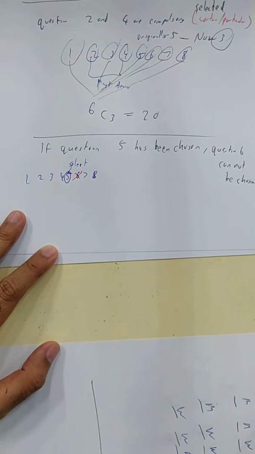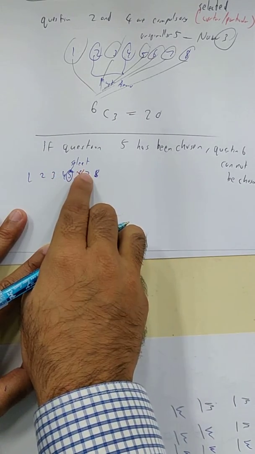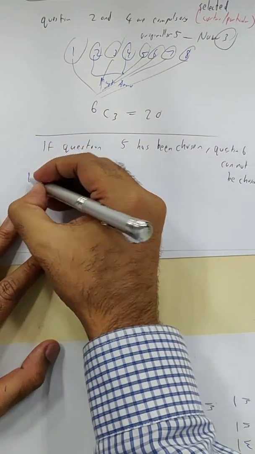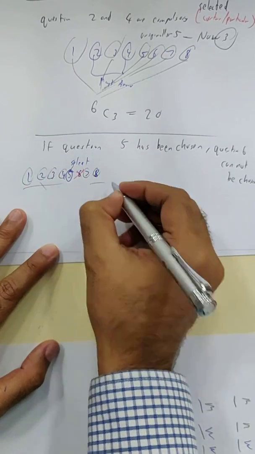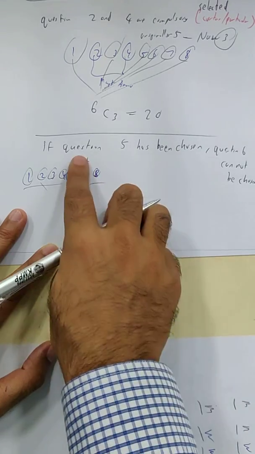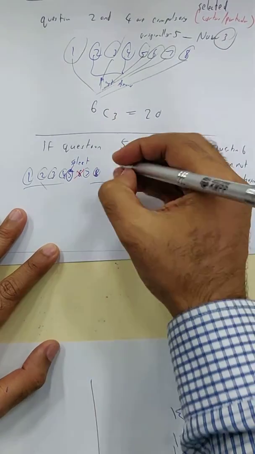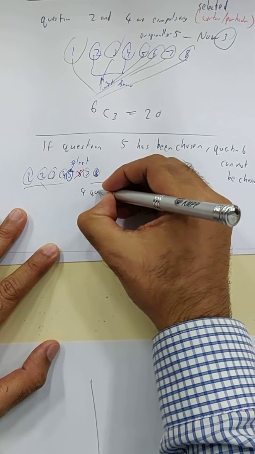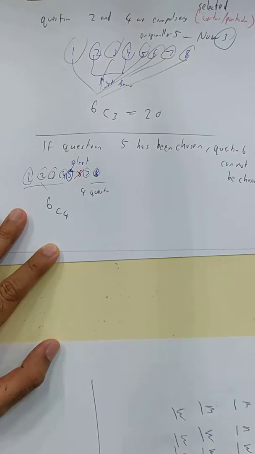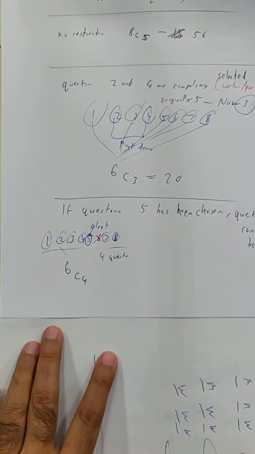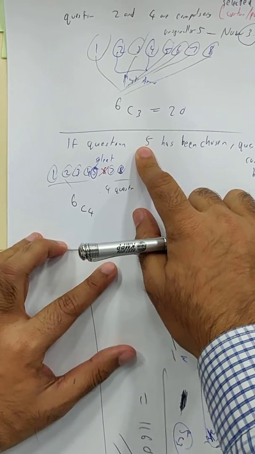How many questions do I have left? 1, 2, 3, 4, 5, 6. How many have I answered? I have answered 1. How many do I need more? I need 4 more questions. So 6C4. Are you okay? That is when I choose question 5.